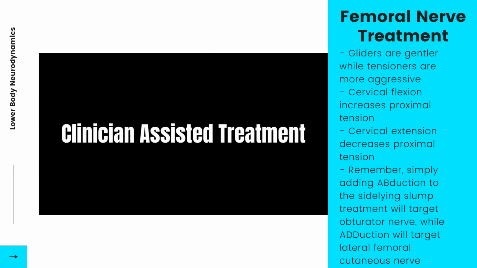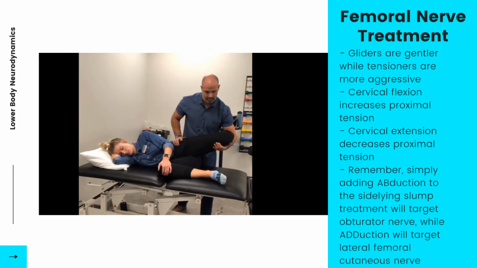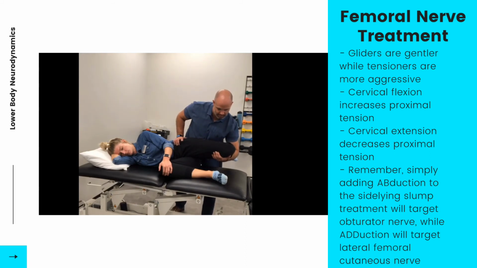For the femoral nerve, clinician-assisted treatment can be performed with the prone knee bend or can be done in side-lying in the side-lying slump position. From here, the knee is flexed and the hip is extended. Gliders or tensioners can be facilitated by proximal movements in the head and the neck.